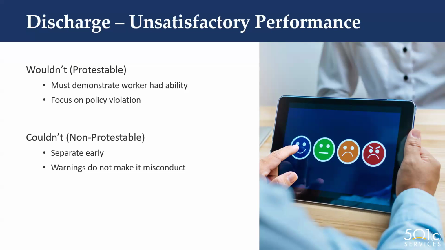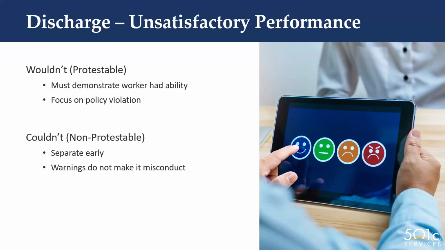So I think what happens a lot of times is that poor performance is sort of used as a catch-all or this umbrella code that everything falls into. It applies to everything, right? Or maybe your HRIS system just doesn't have a lot of codes and you didn't see anything else that applied, so you picked unsatisfactory work performance.